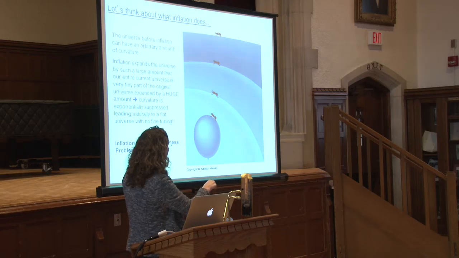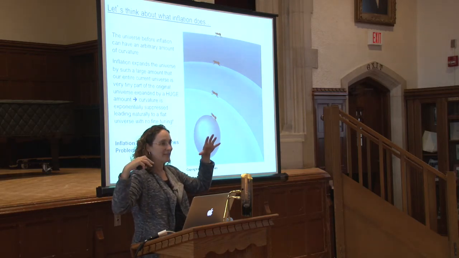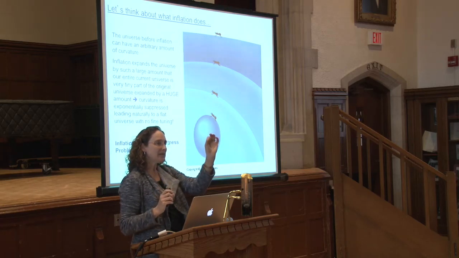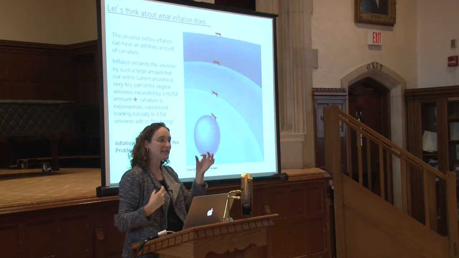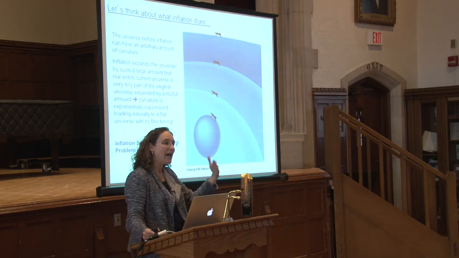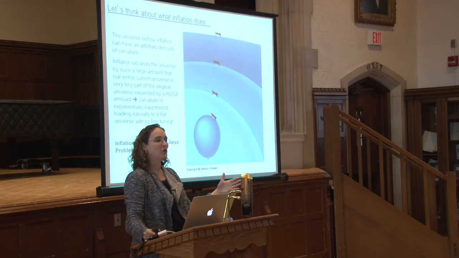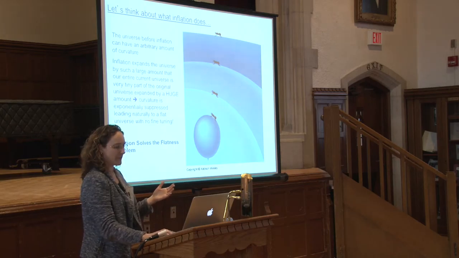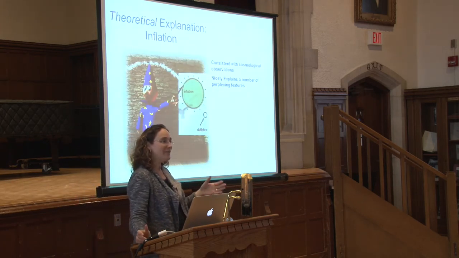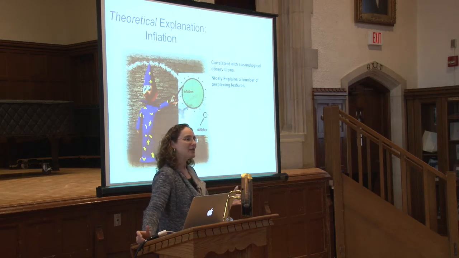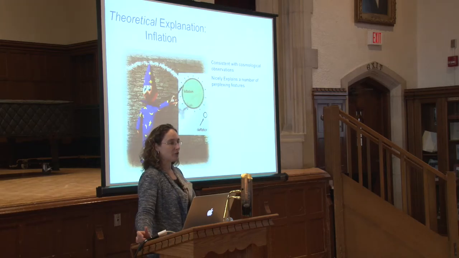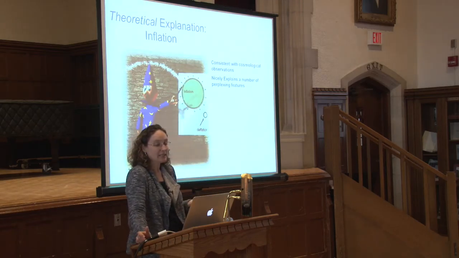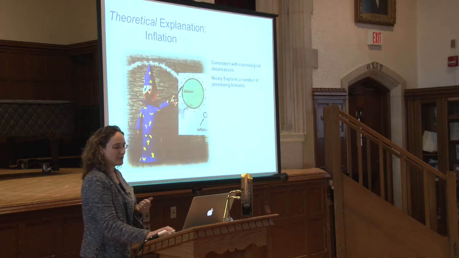If you take any little tiny piece, you could have all kinds of curvature, but you're only looking at such a little tiny piece of it that your local piece, when it gets blown up to giant scale, will appear as though it's very, very flat. So it drives the measured flatness of our universe to the flatness that we expect and observe. So that's sort of cool, right? You have a theory that gives you an explanation for what we see. It's consistent with the cosmological measurements, and it nicely explains a number of perplexing features.